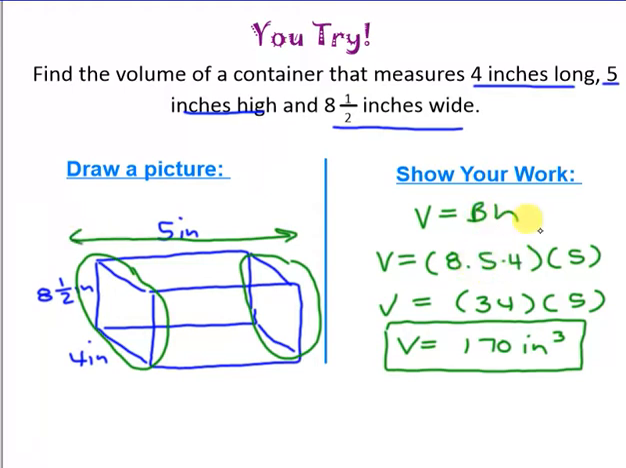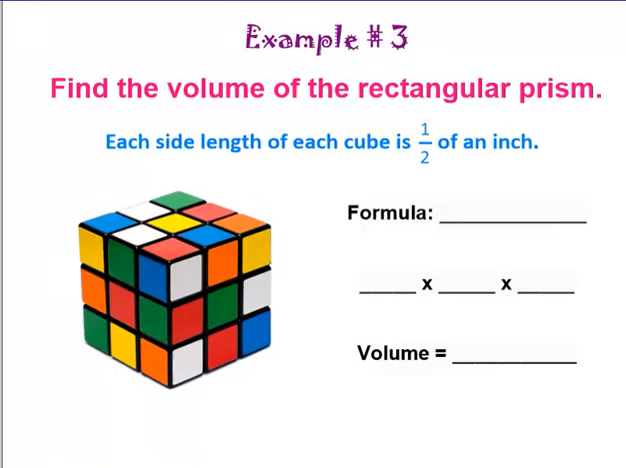So volume equals big B times H. I changed the 8 1/2 fraction into a decimal, so I did 8.5 times 4. I got 34, and then times the height of 5 is 170 inches cubed.